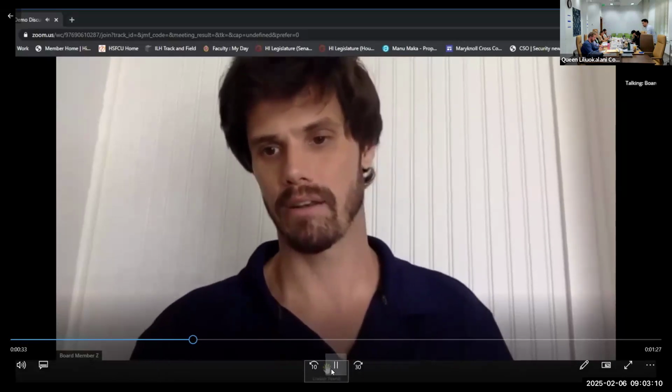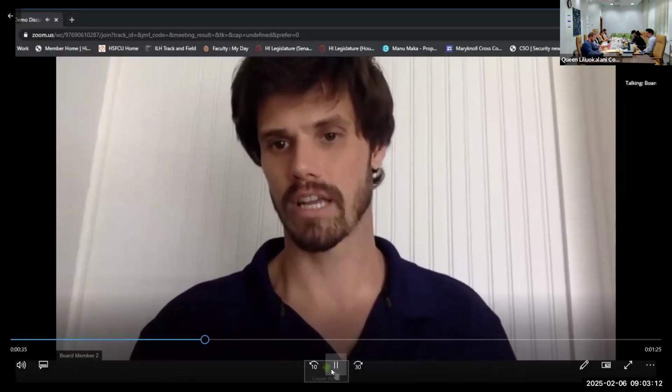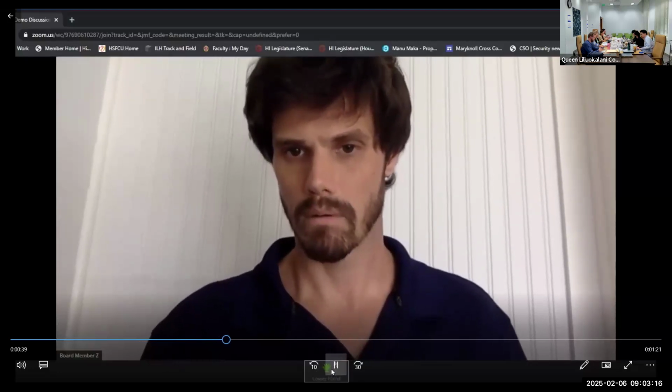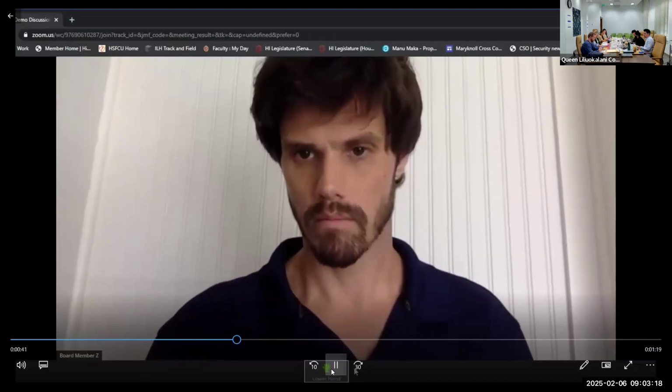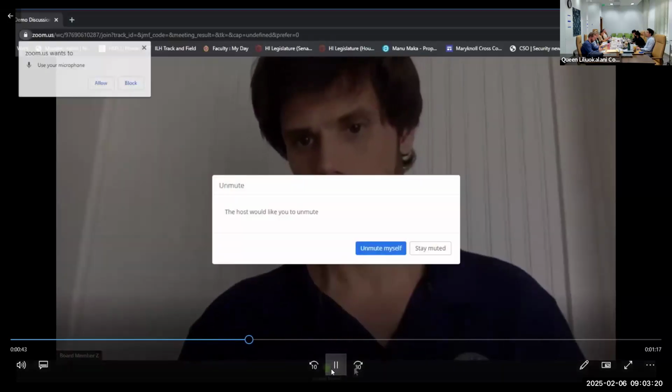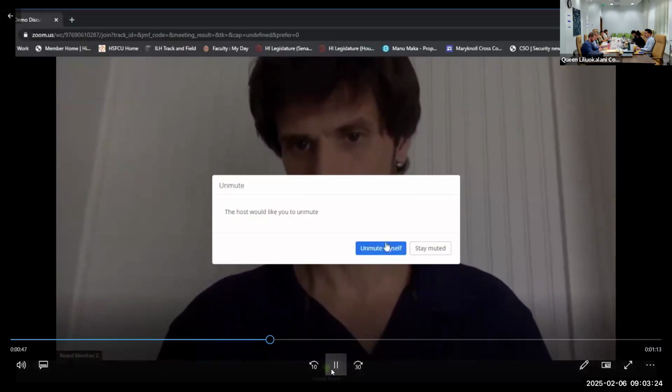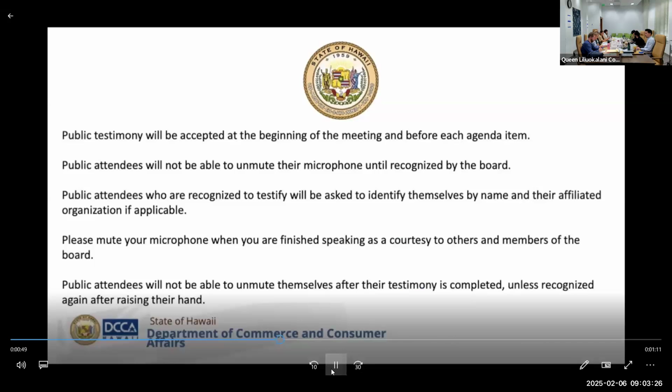You can indicate that you are ready to testify by clicking on the Raise Hand button being circled by the mouse on your screen now. At the appropriate time, the board will recognize you to speak and ask you to unmute your mic as shown here. Again, public testimony will be accepted at the beginning of the meeting and before each agenda item. Public attendees will not be able to unmute their microphone until recognized by the board.